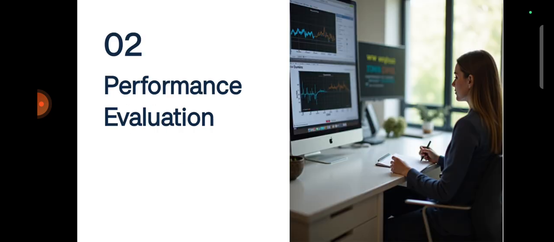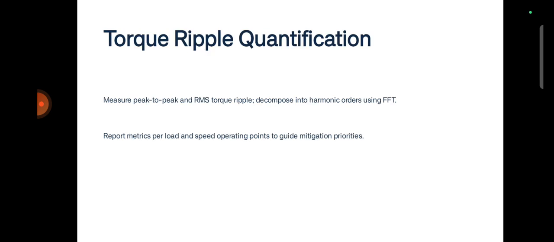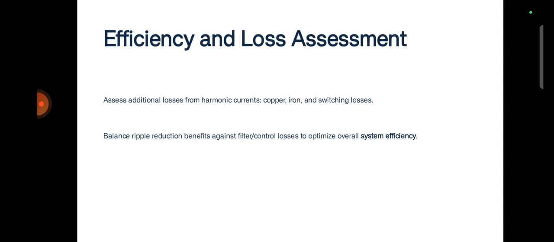Performance evaluation. Torque ripple quantification: measure peak-to-peak and RMS ripple factors and decompose into harmonic orders using FFT. Report metrics per load and speed operating points to guide mitigation priorities.